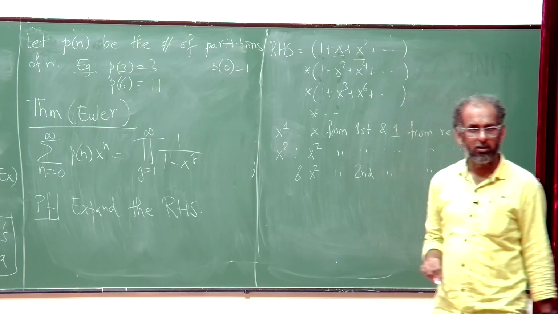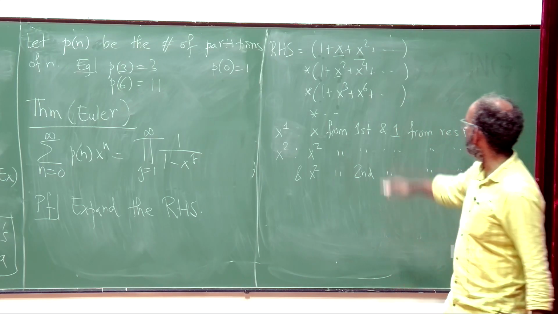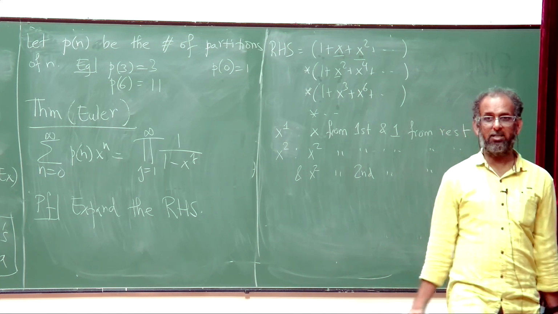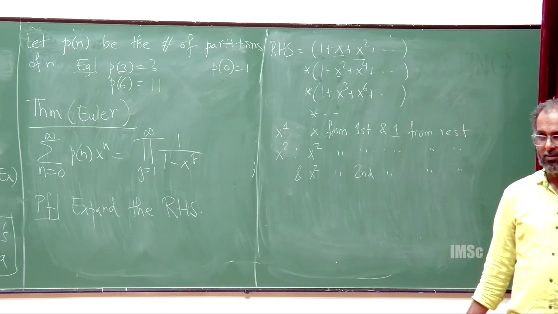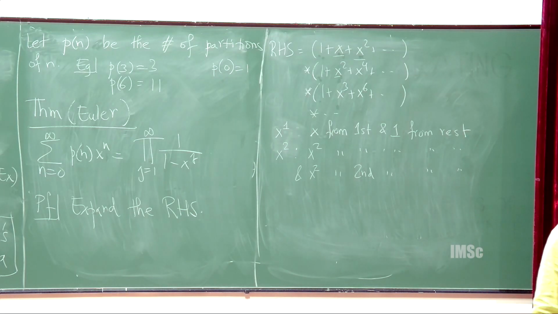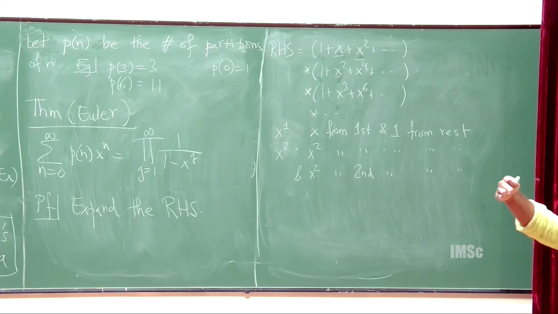Everybody agree? I cannot do anything else, because the moment I go beyond the third, I will get at least x cubed, right? Now, can you see that to get any x power n, I only need to look at a certain number of terms? How many terms? First n terms, first n factors, because anything after that will have at least x power n plus 1, right? So it's a finite computation. That's why it's well defined as a product of formal power series. Okay?